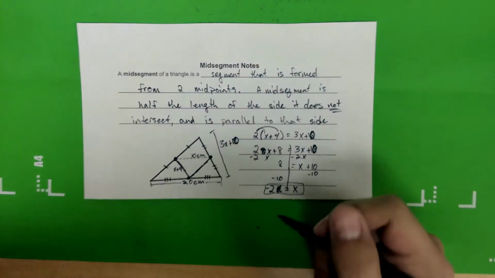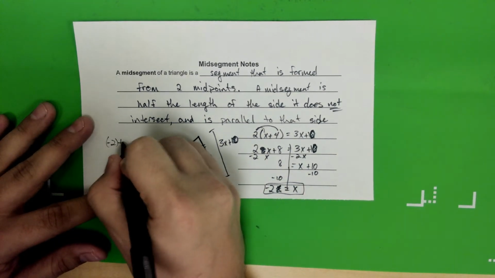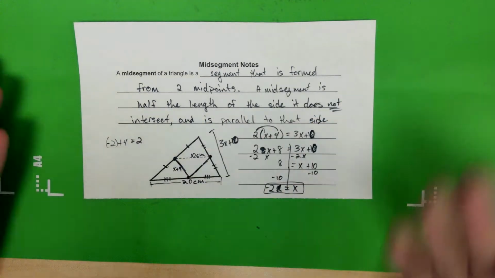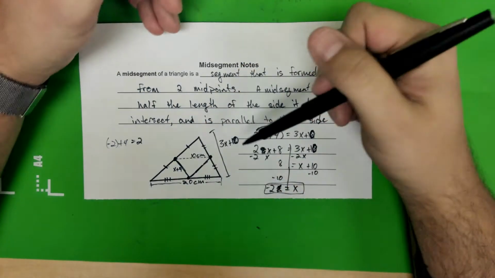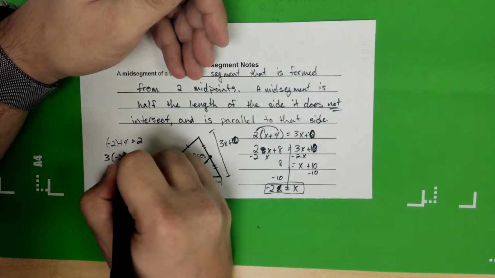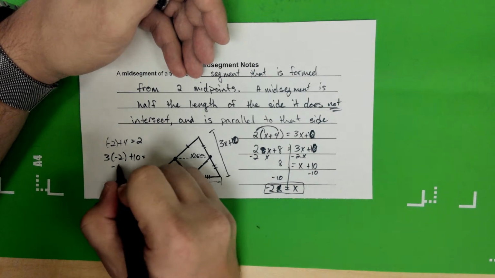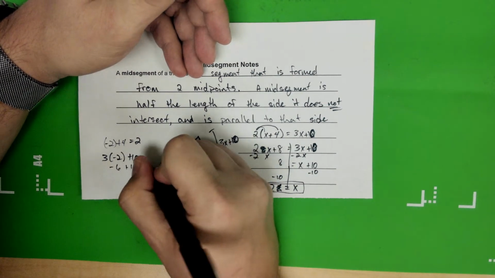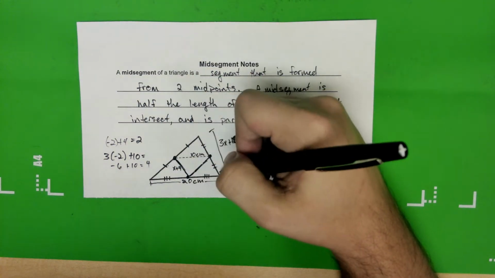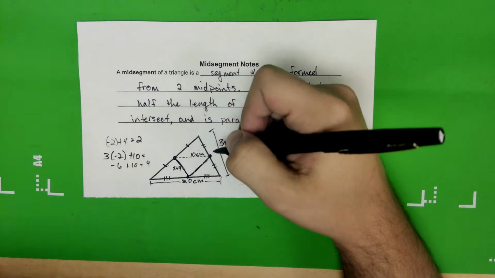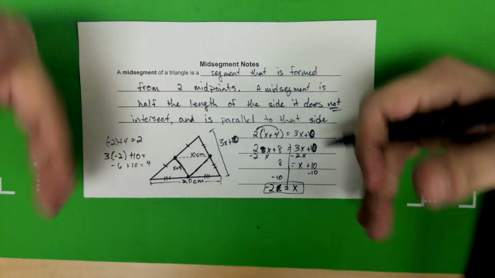When we plug this back in to find this mid-segment, we do negative 2 plus 4, which is 2. It's a positive number, which is good, because we cannot have a negative distance. If I plug it into this one, negative 6 plus 10 is going to be 4. This length is half of this length. If this is 2 and this side is 4, then 2 is half of 4, right? So that's good. So this is about mid-segments.